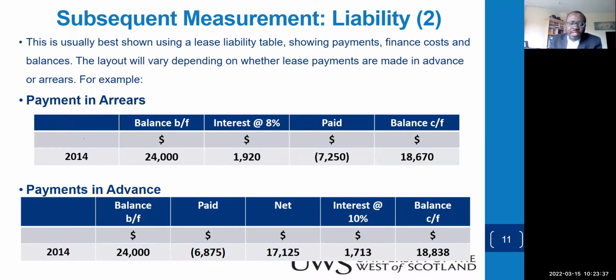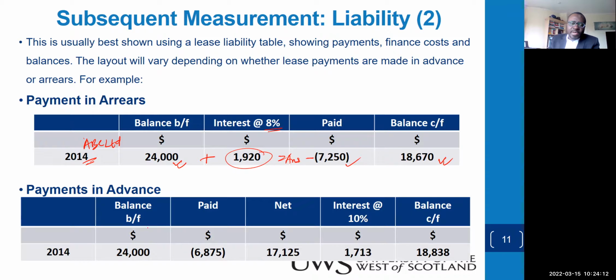So let's assume in 2014 that ABC Limited had this 24,000 as a balance brought forward for the lease liability. And there was an 8% interest charge on the 24,000. It gives us 1920, right? Then they paid 7,250. So you could see that this plus this gives us a certain answer before we subtract the payment, which gives us a net figure. It means we pay in arrears. We pay after the interest has accrued.